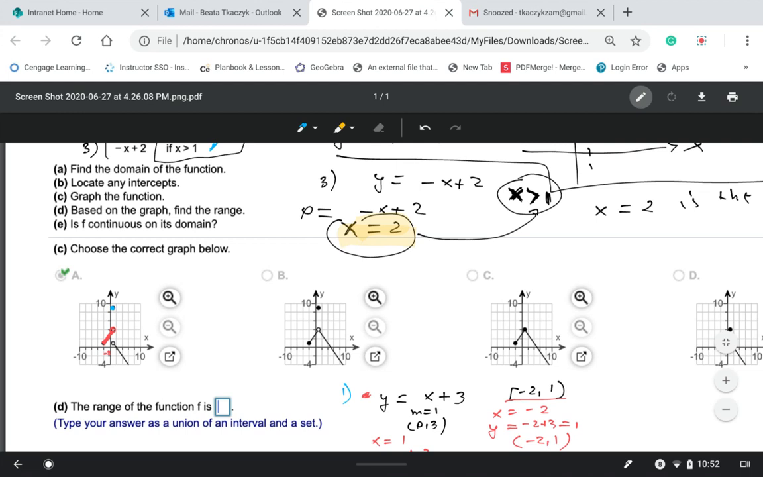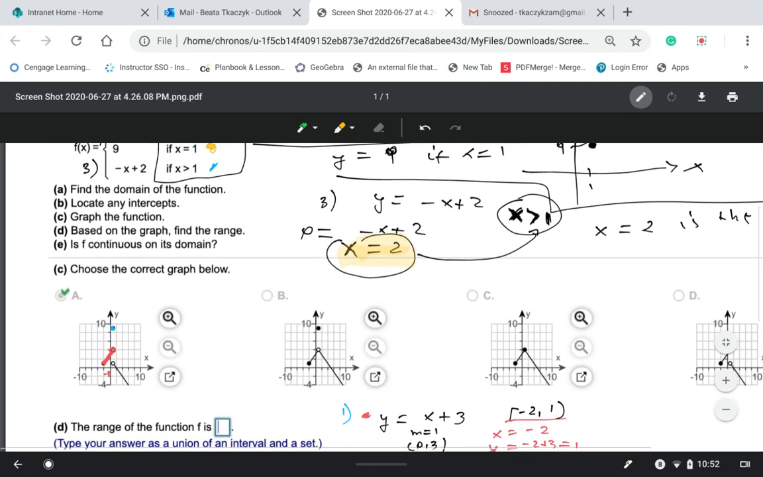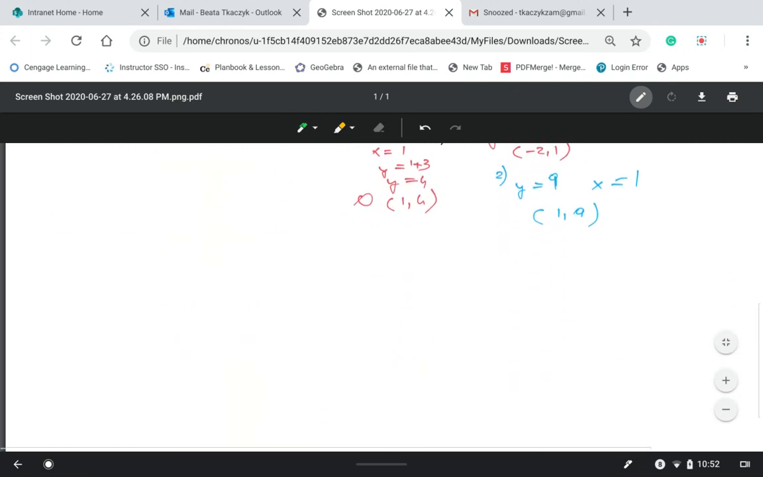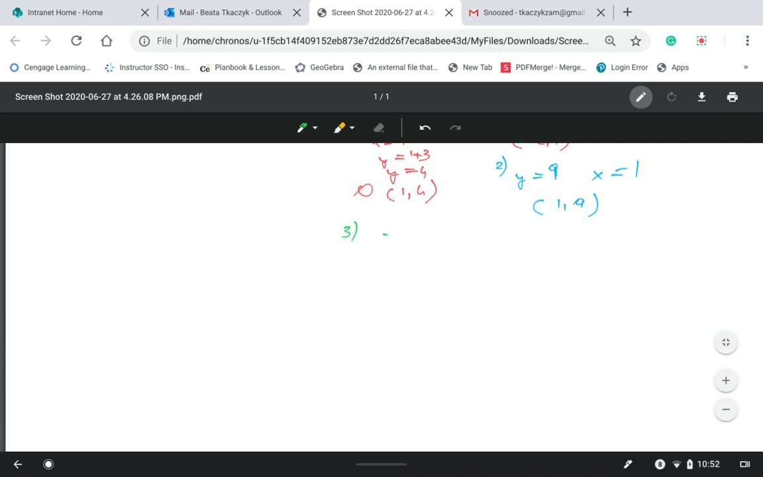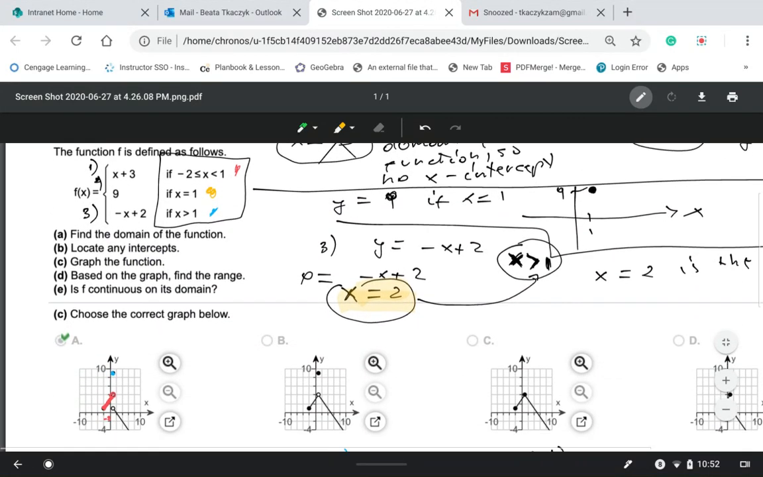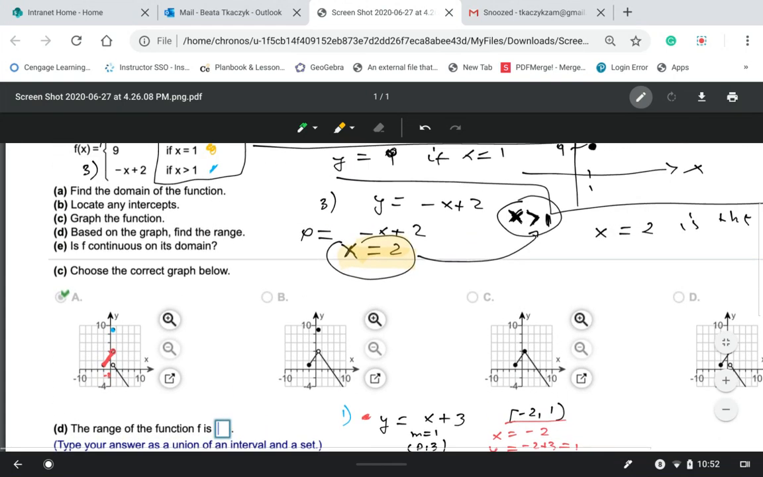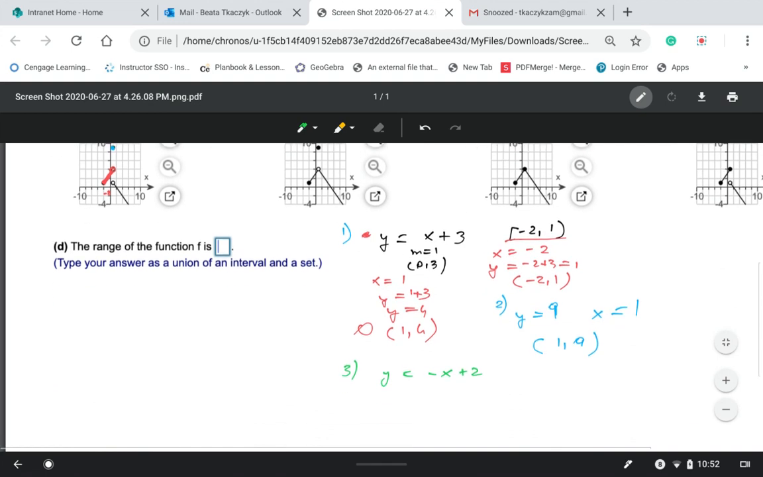So that's the point. And the third graph, let's use green, is y equal to negative x plus 2, and this graph works for x greater than 1.